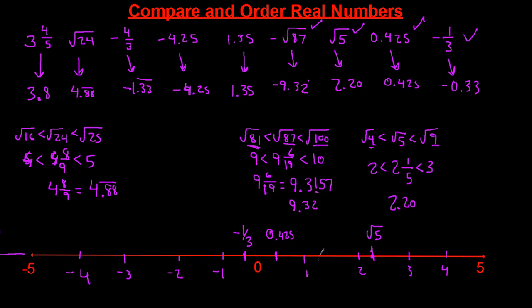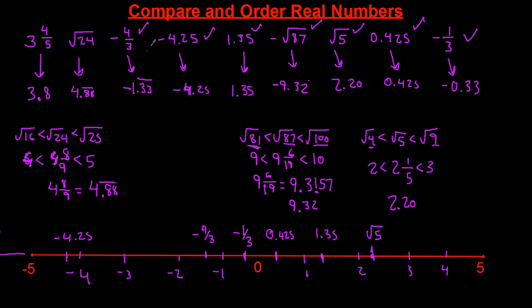1.35 is about right here. So this will be 1.35. Negative 4.25 is in between -4 and -5, so that's a quarter of the way. We could say that that's right here. Negative 4.25. All right, got that. And notice how I'm checking it along the way. Negative 1.33. So 1 is here, a third is about here. So that's negative 4/3.